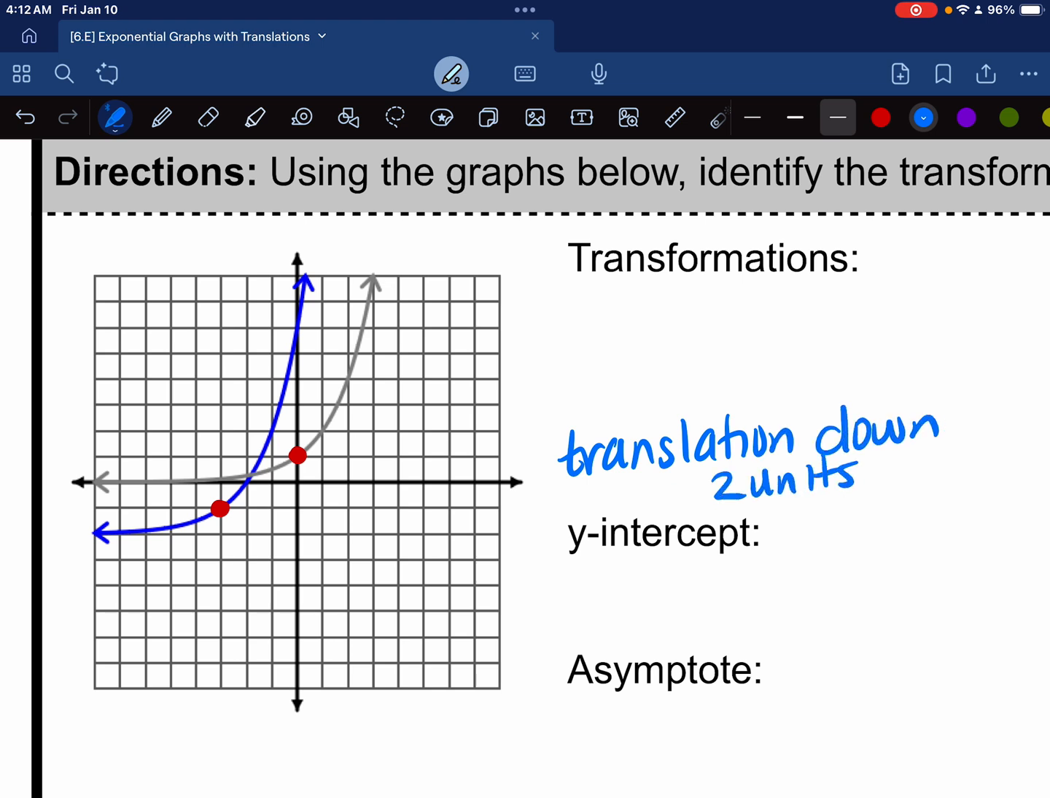But the other hard part is figuring out how far left or right it moved. You could see up here that the blue one is to the left, but it could be really hard to tell how many units to the left unless you're checking out these anchor points. So from this point to this point, it moved to the left by 3 units.